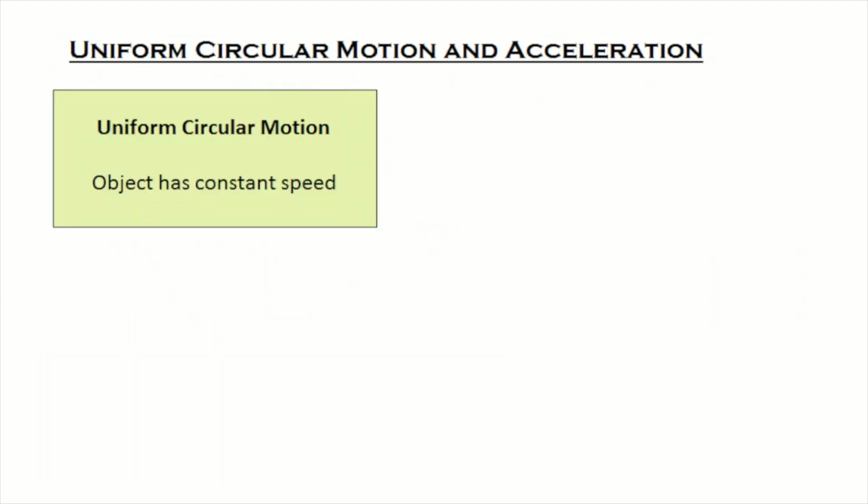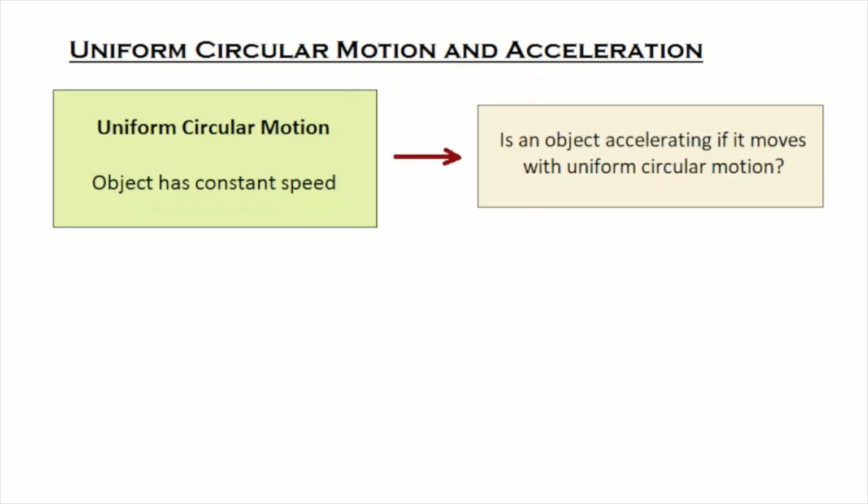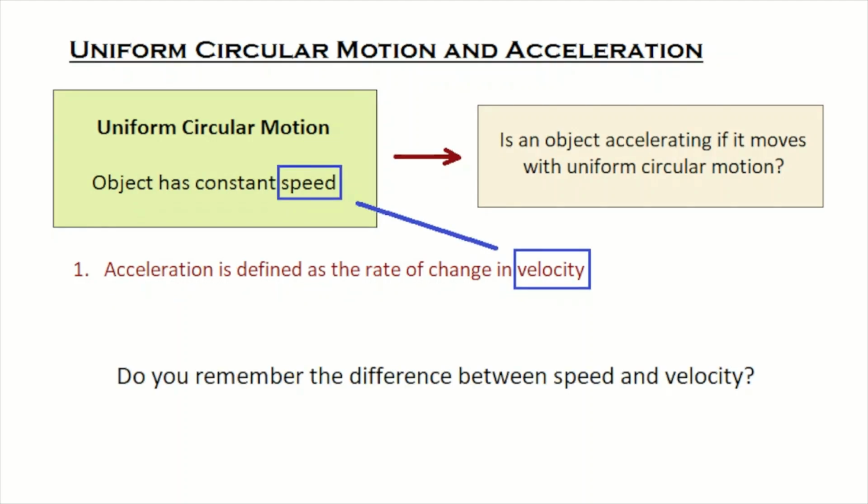Another conceptual idea that warrants a discussion is with uniform circular motion and acceleration. Now, we've already discussed that uniform circular motion means constant speed. So the question is, is an object accelerating if it moves with uniform circular motion? Now, most students say no because of constant speed, but unfortunately they would be incorrect. To talk about why they're incorrect, let's review a few old ideas. First, acceleration. We defined it as the rate of change in velocity. A second thing to review is the difference between speed and velocity. Do you remember the difference between these terms?